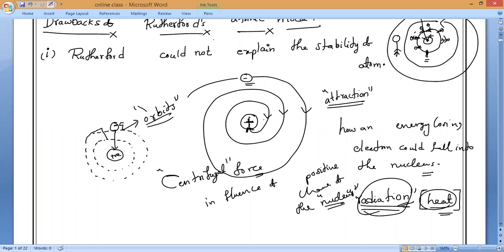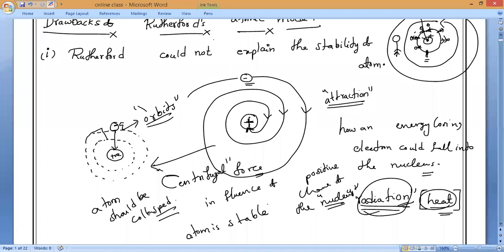Yes or no? Yes, sir. Once the electrons fall into the nucleus, finally the atom should collapse. But is it true? No, sir, which is not true. It is not true because we know that the atom is stable in nature. That is why Mr. Rutherford failed to give an explanation for this. So that is the reason it becomes a drawback. I hope everybody understood. Are you clear, Shruti?